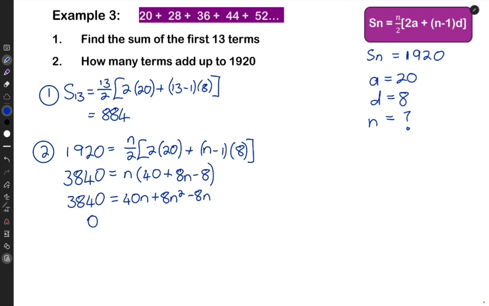Okay, if I want to solve a trinomial, I need a 0 on one side. So I'm going to just rewrite this in standard form. So I'm going to put the 8n squared first. 40n minus 8n is going to give me plus 32n, and then minus 3840.